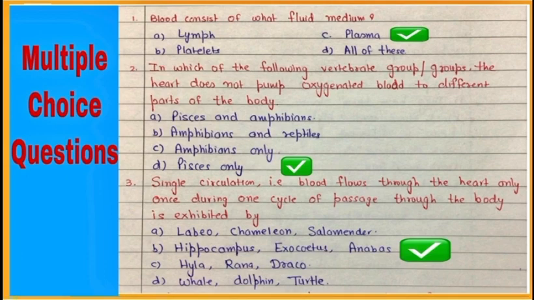Blood is a connective tissue consisting of a fluid called plasma and cells, RBCs, WBCs and blood platelets. Heart of fish is two-chambered, which does not pump oxygenated blood. And some of the examples of fishes are given in question number 3.